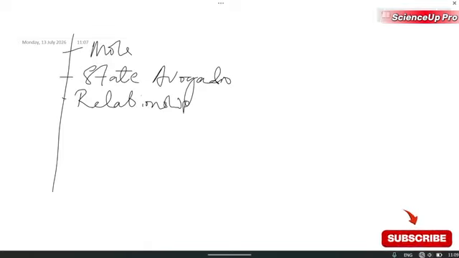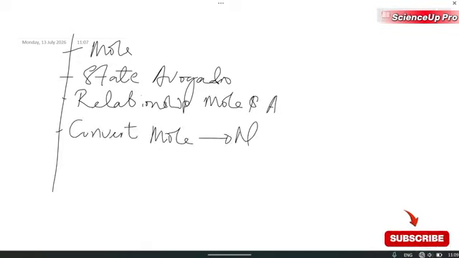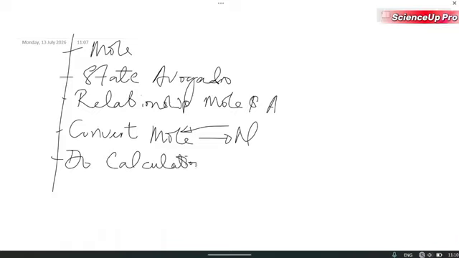The relationship between the mole and the Avogadro's constant. So you'll be able to convert from mole to number of particles, and you should be able to convert the reverse as well: from number of particles to moles. You should be able to do some exam-focused calculations concerning these topics, and calculate everything related to moles and the Avogadro's constant.